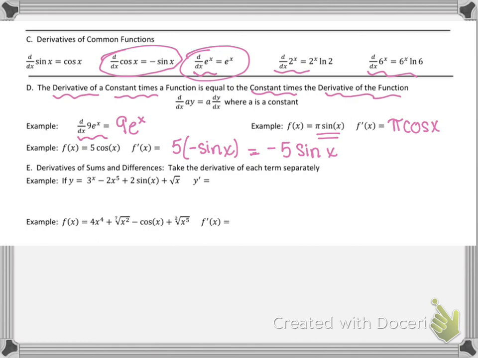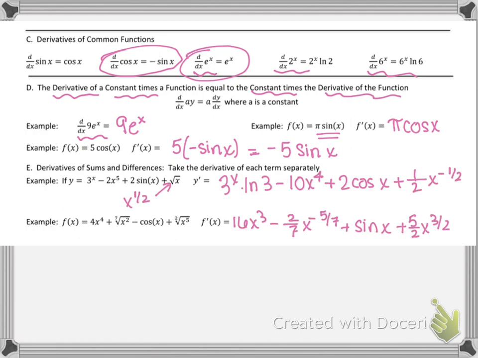Go ahead and pause the video and try both of these. And then you can resume and we'll talk a little bit about what we got. So go ahead and pause the video and try both of those strings of derivatives.